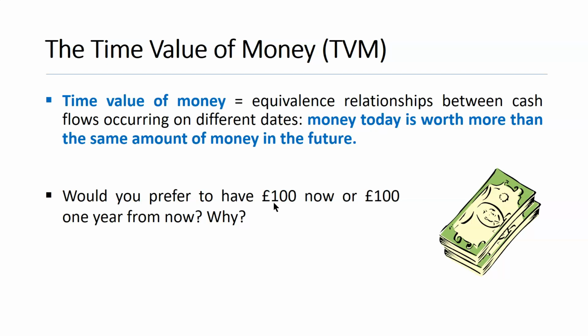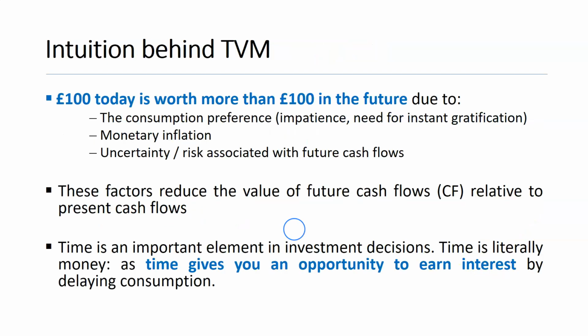Why? Just think about this for a minute. Why is this the case? The thing is, the same amount of money today is more valuable rather than in the future due to various factors. First of all, our own consumption preference, our impatience. We prefer to be able to spend this money now. We as human beings prefer instant gratification. We don't really want to delay our gratification, our satisfaction, certain utility which we can derive from spending this amount of money. That is why we prefer to have money now rather than later.